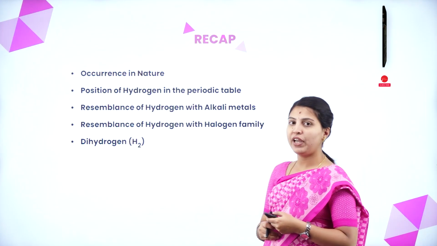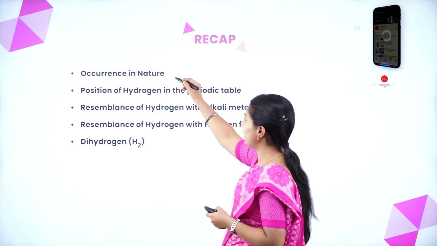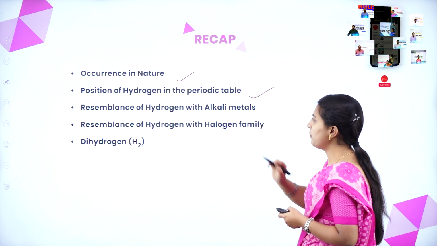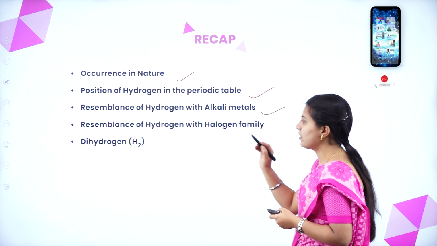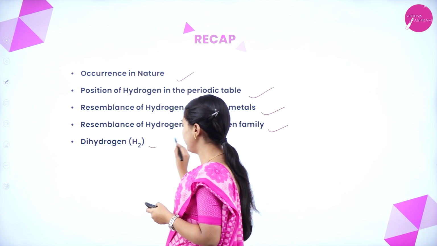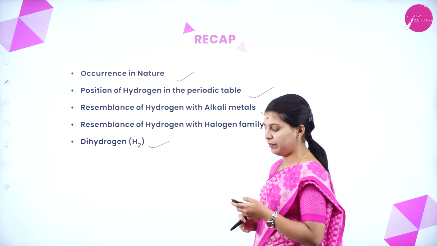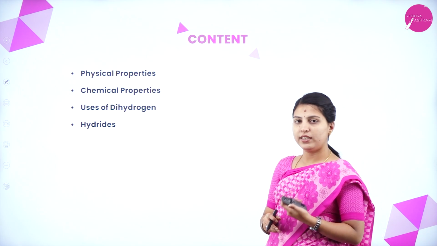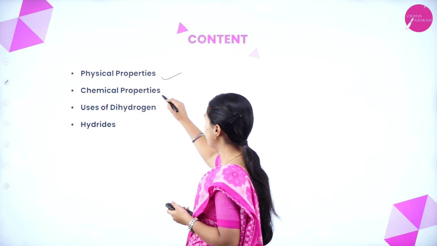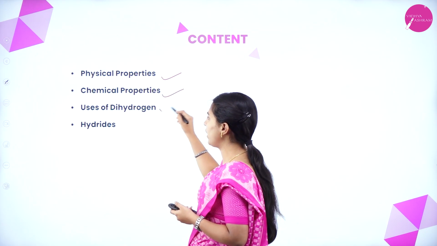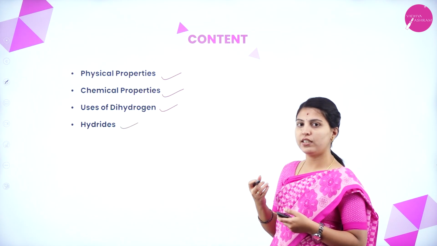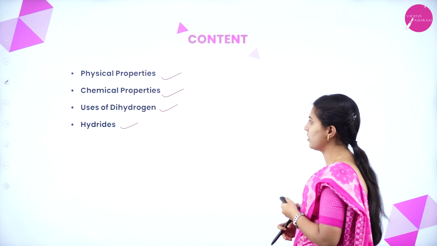In the last class we discussed the occurrence in nature of hydrogen, the position of hydrogen in the periodic table, the resemblance of hydrogen with alkali metals, the resemblance of hydrogen with the halogen family, and the dihydrogen preparation. In this session we will discuss the physical properties of dihydrogen, the chemical properties of dihydrogen, uses of dihydrogen and the hydrates. What are hydrates? What is the classification of hydrates? We will see in this session.